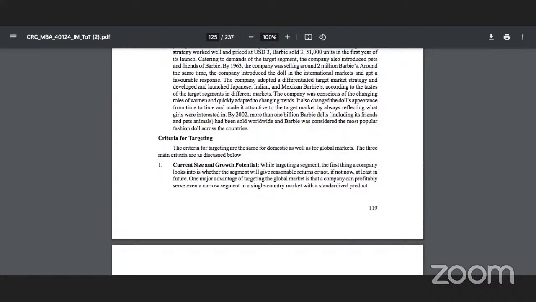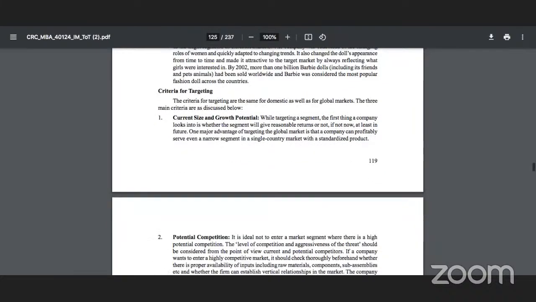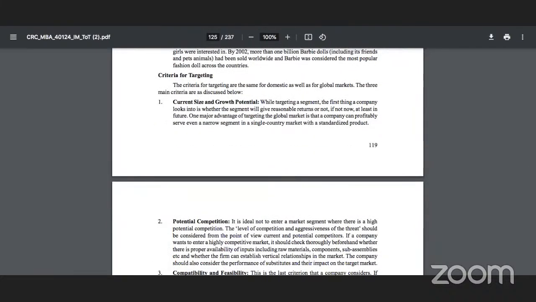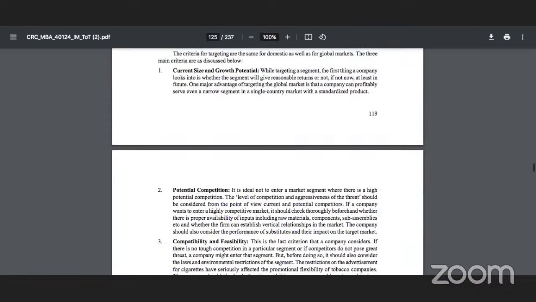So, criteria for targeting. What would be the considerations here? The first one is, of course, the current size and growth potential. How big is the market today? Is it a single market country? Is it a standardized product that I can introduce, or is it something that I want to take across multiple countries? So I may have to tailor or customize my product for each of these countries.